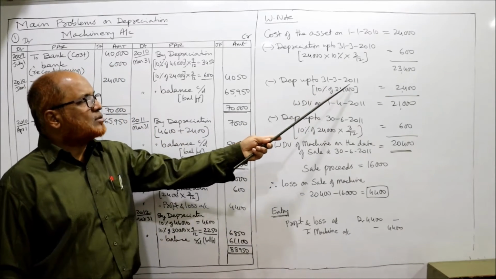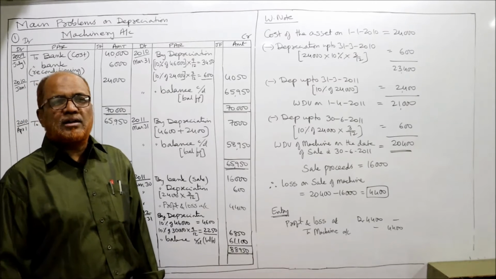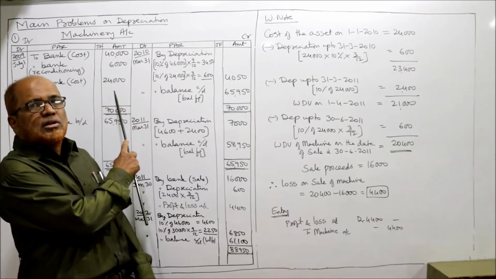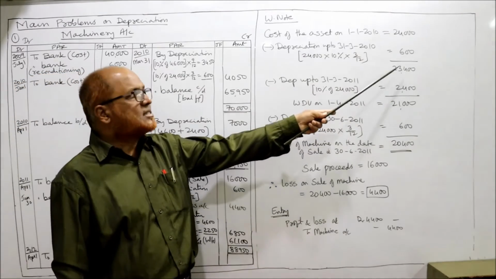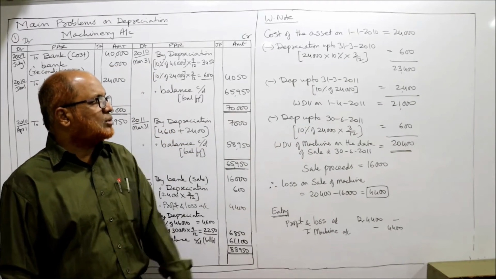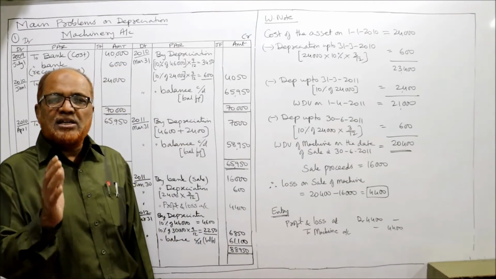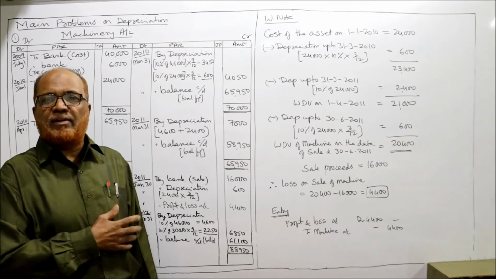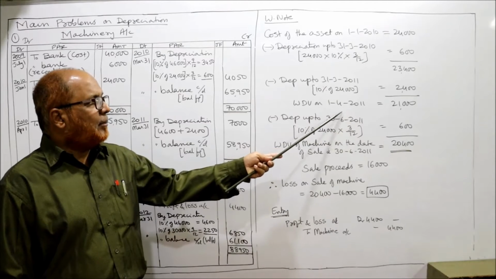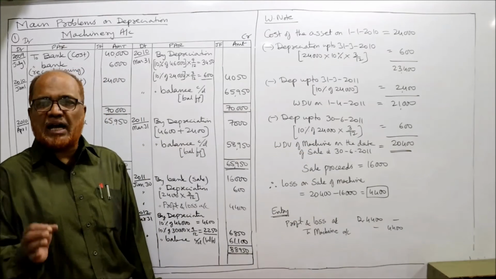Less depreciation up to 31st March 2011, 1 year depreciation. So 1 year depreciation 2,400, 10% of 24,000, original cost method. Original cost is 24,000, so 10% of 24,000, 2,400. Subtract: 23,400 minus 2,400, 21,000 is the WDV on 1st April 2011. Now it is sold on 30th June 2011. So depreciation up to 30th June 2011, 3 months, April, May, June. So 10% of 24,000 into 3 by 12, 600 rupees depreciation for the current year.